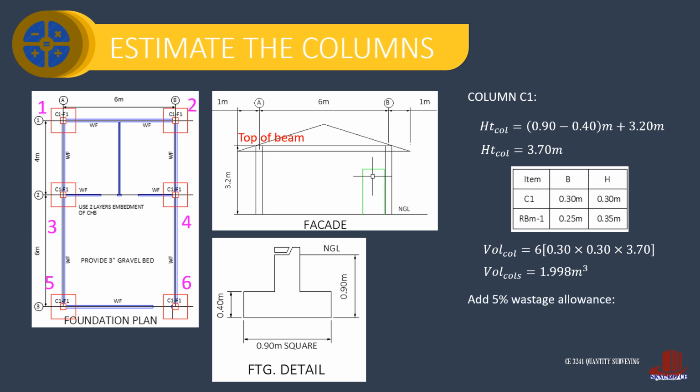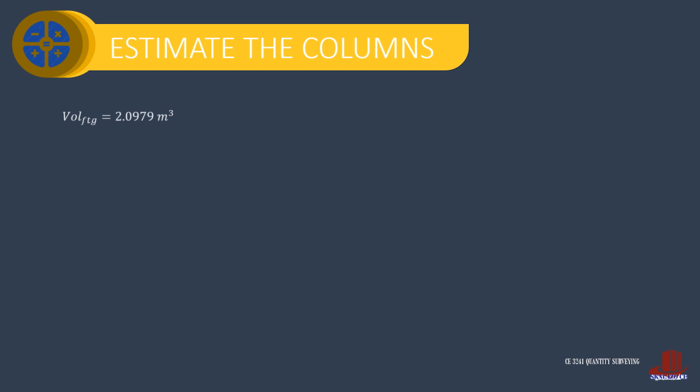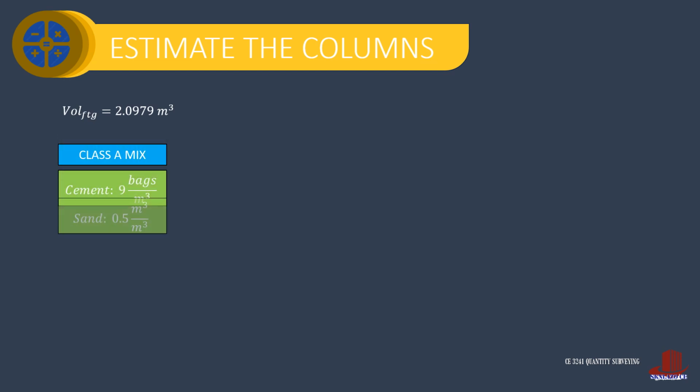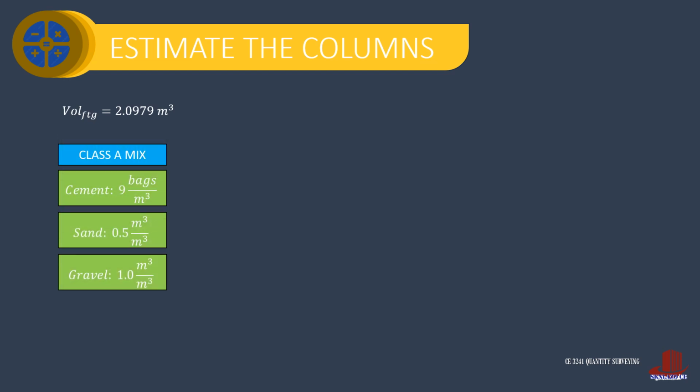Add the wastage allowance, but this time, since columns are poured in enclosed forms, we use 5%. The column volume including wastage is then 1.05 of 1.998, which is 2.0979 cubic meters. We individually provide the materials for columns with volume of 2.0979 cubic meters. Using Class A concrete mix, we multiply the proportions.